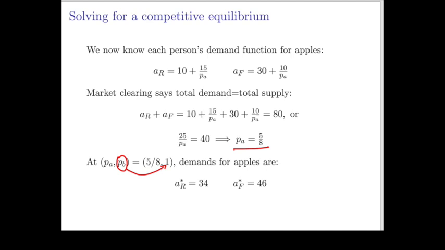So then we can go back to our demand functions, right? We'd solve for the demand for apples of Rob and Friday. We could plug in the price of apples, which is 5/8 for both these guys. So plug in 5/8 here, we get 34. We plug in 5/8 here, we get 46. So now we know how much apples both Rob and Friday demand.